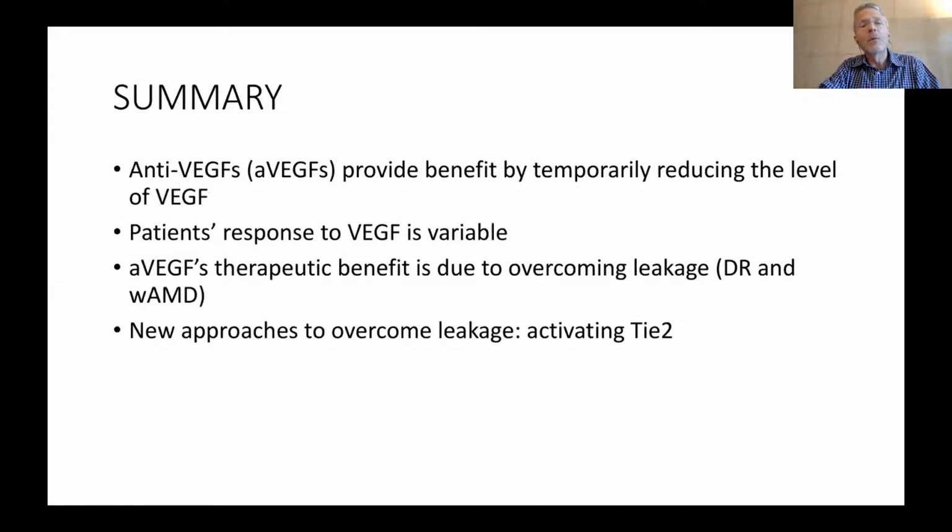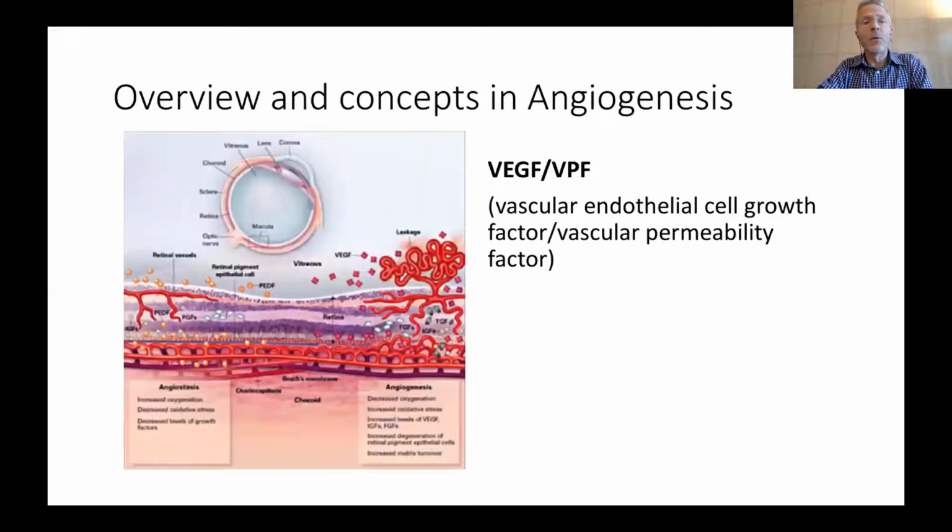Whereas we'll talk mostly about how anti-VEGF is effective and the mechanism underlying its effectiveness, we'll also talk about new ways to overcome leakage in pathological blood vessels. These are the results of some phase 2 clinical trials indicating that activating Tie2 is a way to potentiate the effect of anti-VEGFs. So that's the overview of the presentation, and now we'll go through it.